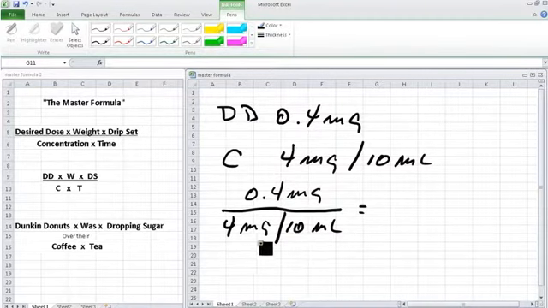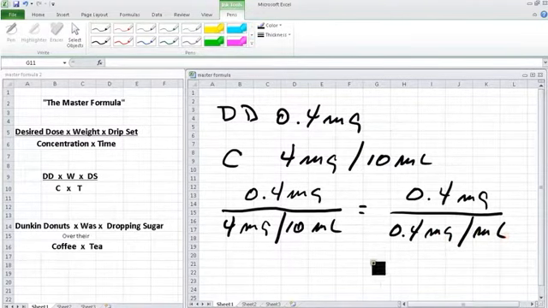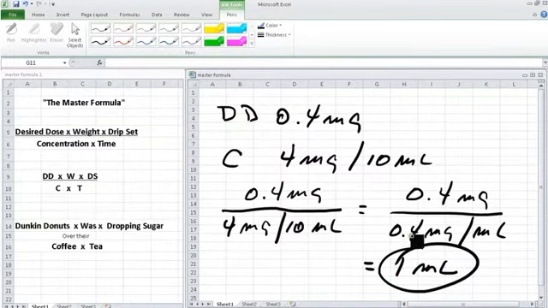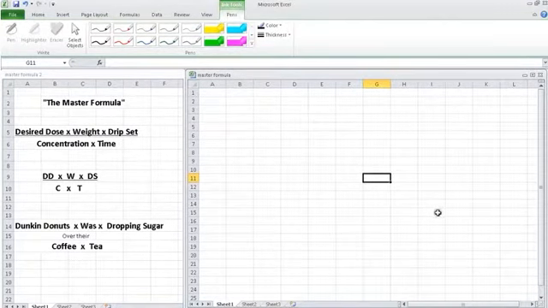I'm going to divide 10 into both of these numbers so that we have 0.4 milligrams divided by 0.4 milligrams in 1 mL, which is equal to 1 mL. You're dividing 0.4 into 0.4. Two more problems for this type of problem.